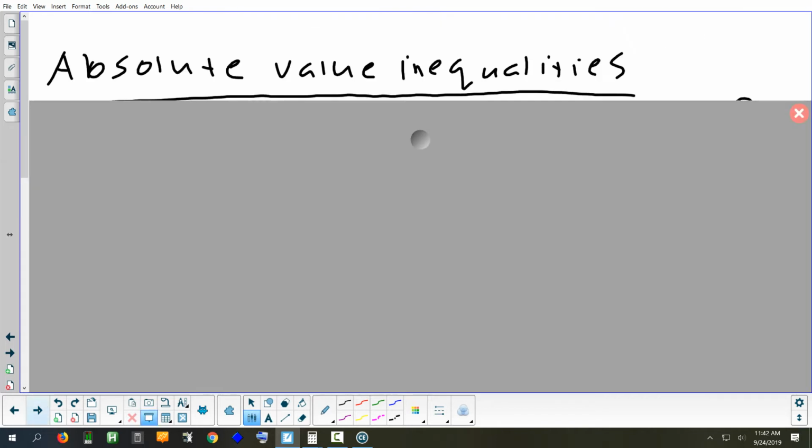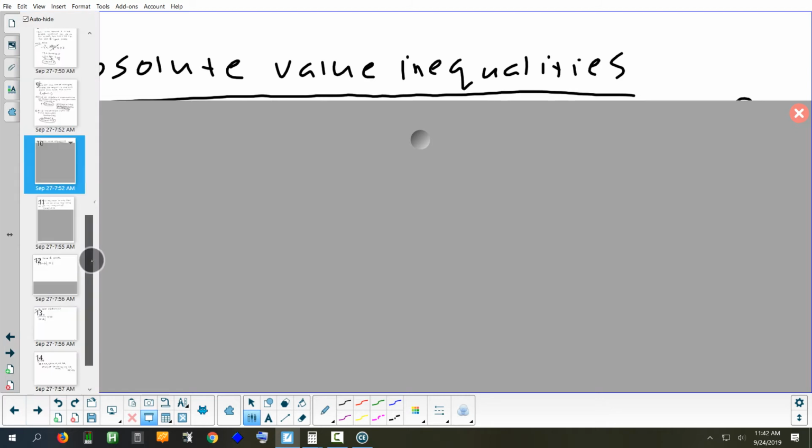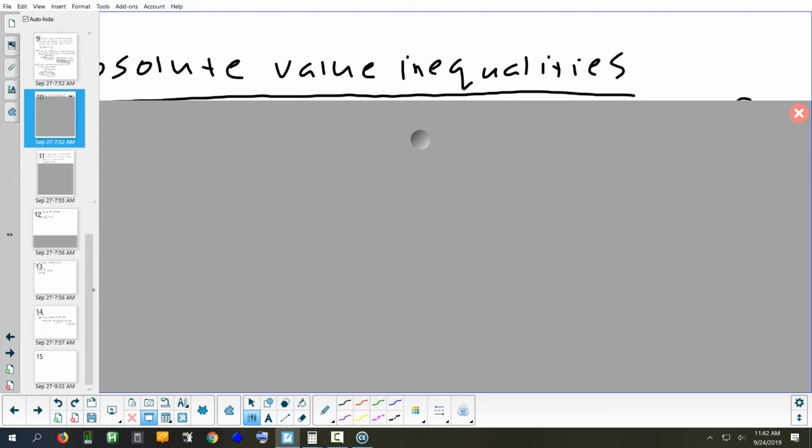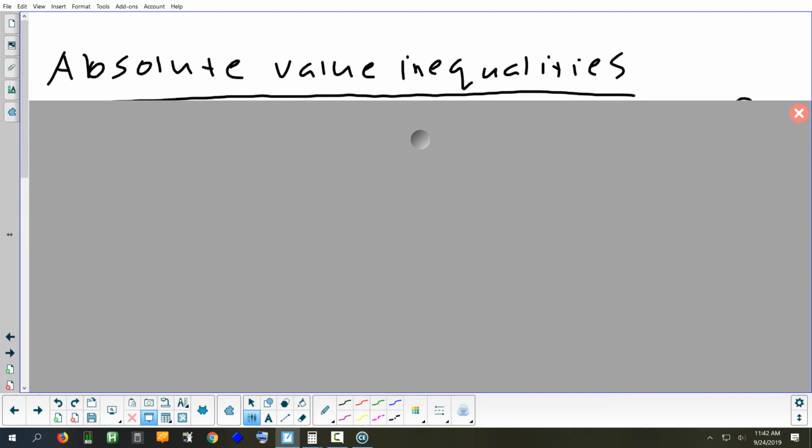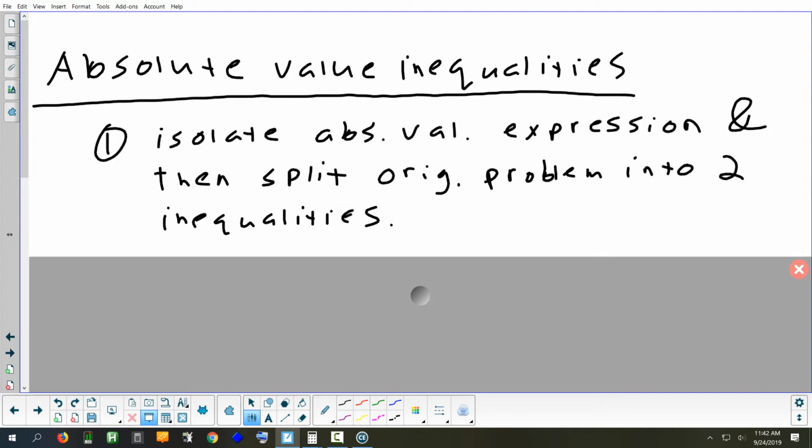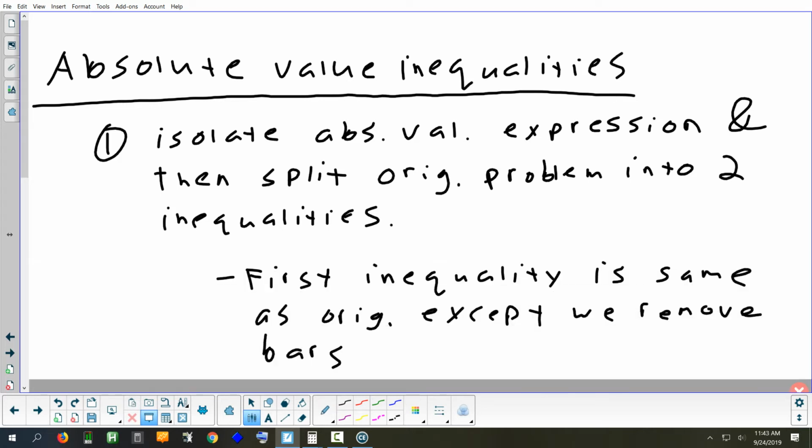All right. So I think this is the last thing, absolute value inequalities. Yep. So we'll take a look at how to do this. Kind of like solving absolute value equations, like we did yesterday. You got to make sure the absolute value expression is by itself. And then you split it into 2 problems. The first problem is the same as the original. You just take away the bars.